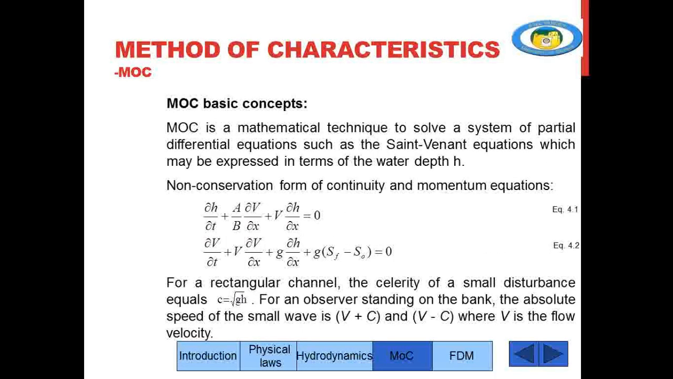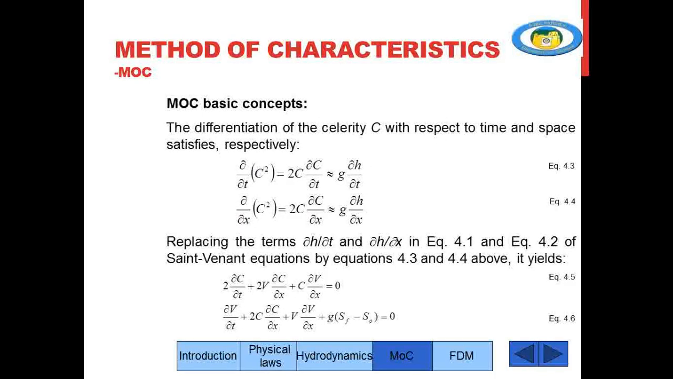4.1 by G throughout, mind you, in this set of equations, A over B would tell you A is the cross-sectional area and B is the top width. So A over B would indicate the hydraulic depth. So if you multiply by G, you can clearly see that G times the partial derivative of H with respect to T is the term which we have obtained in equation 4.3. So it would be replaced by 2C partial derivative of C with respect to T.